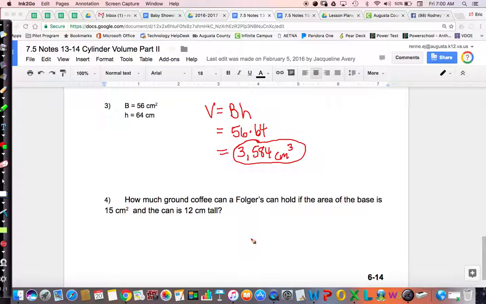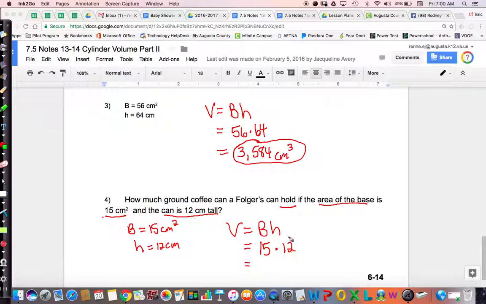So now number 4 was a word problem. So it says, how much ground coffee can a Folgers can hold if the area of the base is 15 centimeters squared and the can is 12 centimeters tall? So what we have here is the area of the base. So we have a B is 15 centimeters squared, and we have a height which is 12 centimeters. So the formula is base times height. So we're going to take the base of 15 and we're going to multiply it by the height. So 15 times 12. And 15 times 12 is 180. And our label is centimeters cubed.